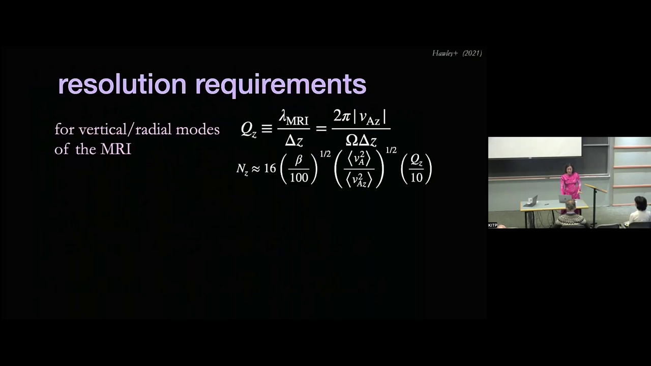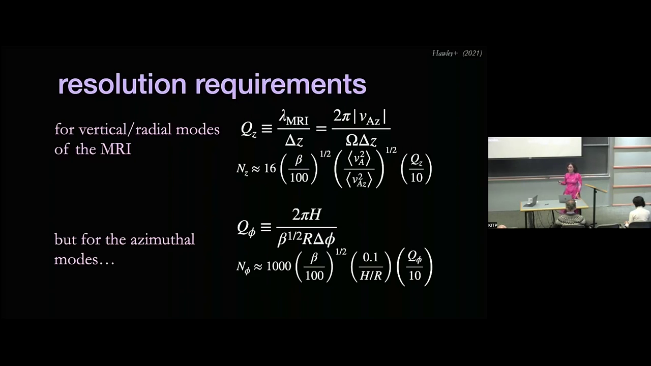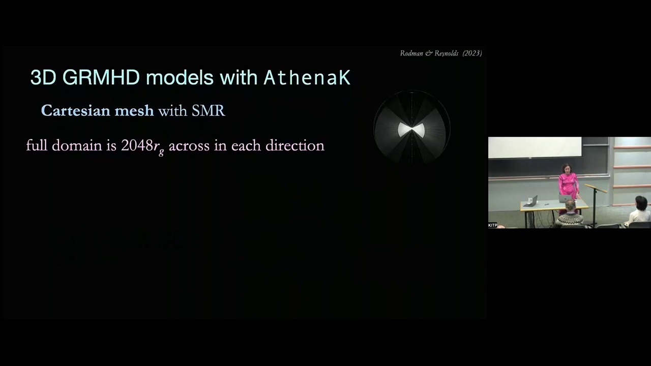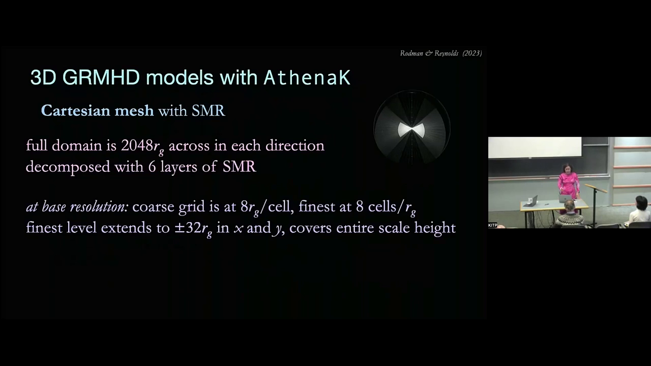Resolution is hard for these types of simulations because if you want to resolve the MRI vertical modes, those require far fewer cells compared to azimuthal modes of the MRI, which have a much more stringent requirement. We use a Cartesian mesh, which is in opposition to what most other codes do that rely on spherical symmetry in these disk solutions. This is from Peyton's paper that Chris just talked about. And static mesh refinement.